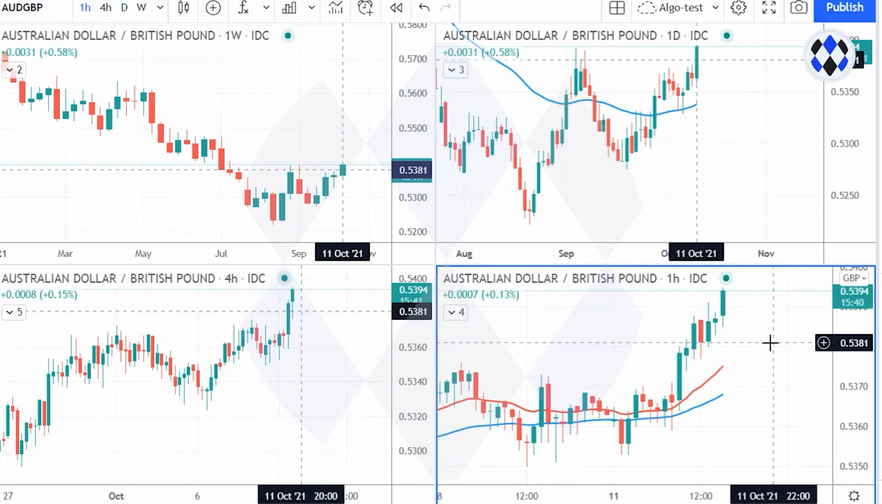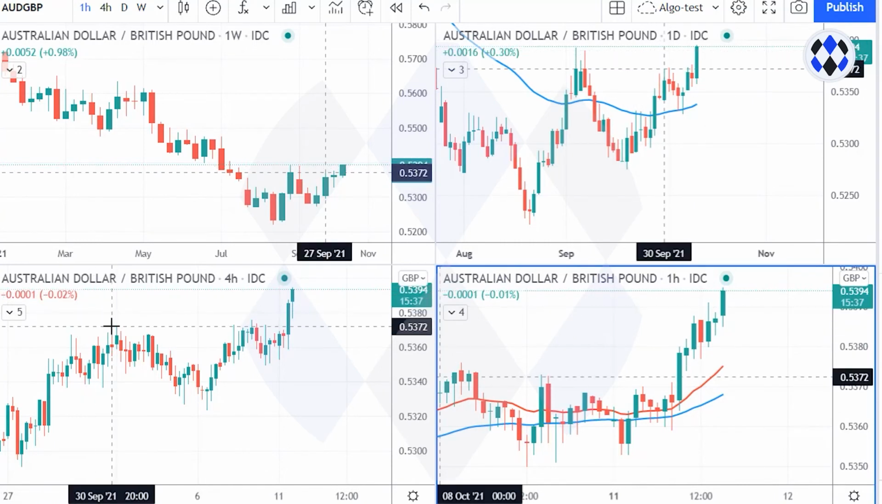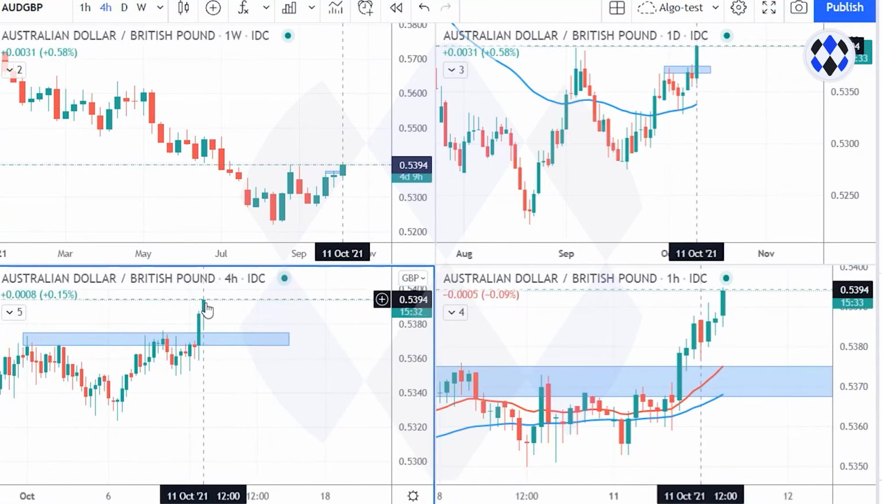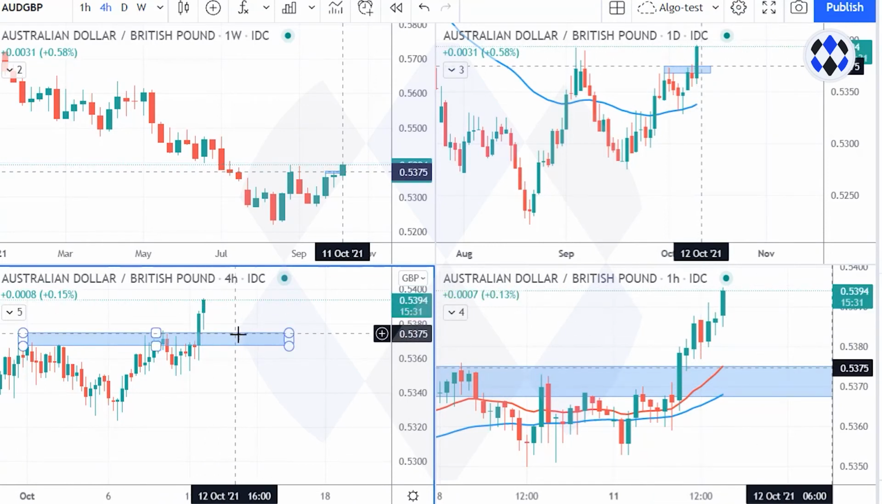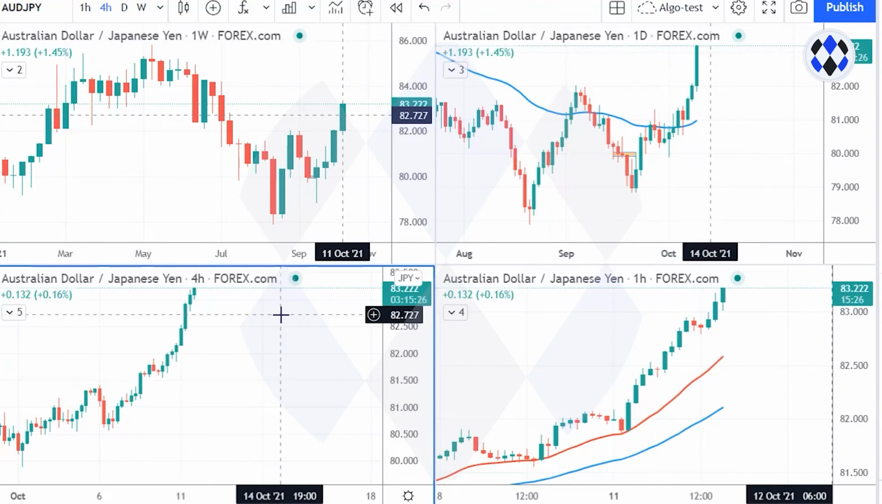We have the Australian dollar versus the pound here, also a break up, but to be honest, it has not really made the setup yet. I will be looking for a retracement down into this support area here, as we saw just a second ago.